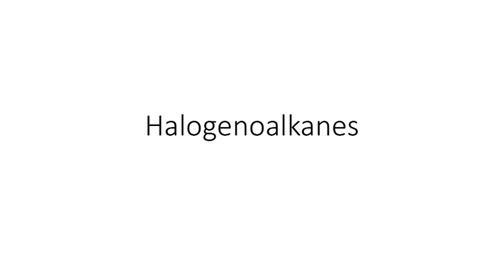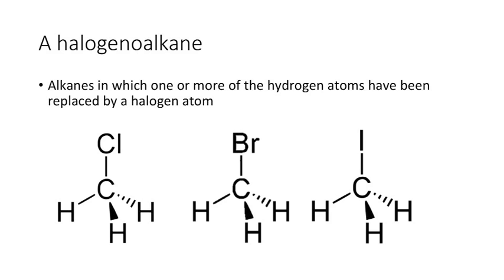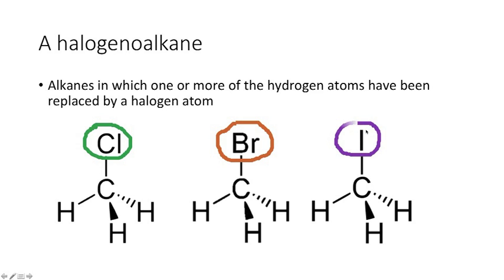Halogenoalkanes. A halogenoalkane is an alkane in which one or more of the hydrogen atoms have been replaced by a halogen atom. So for example here, we have chloromethane, bromomethane, and iodomethane. As you can see, a hydrogen has been substituted for a chlorine, a bromine, and an iodine.